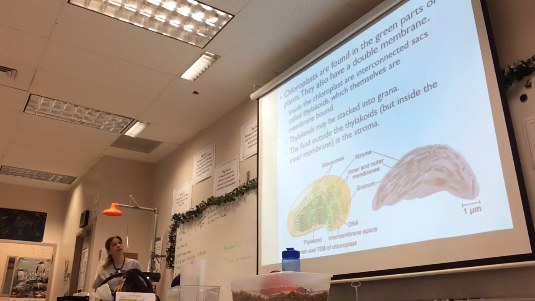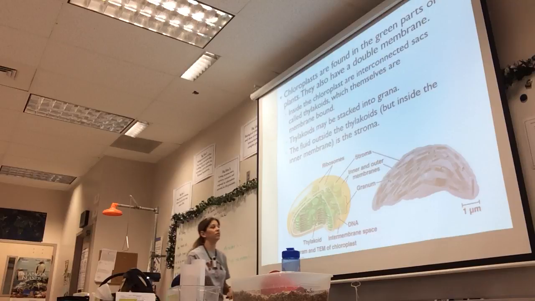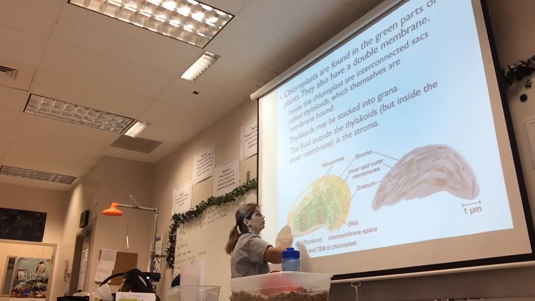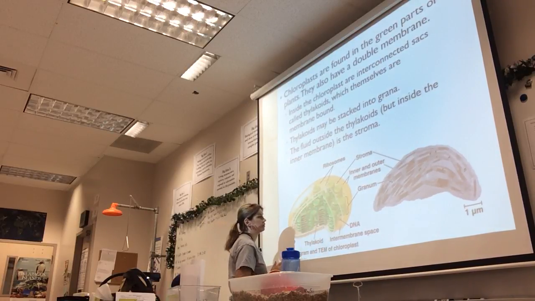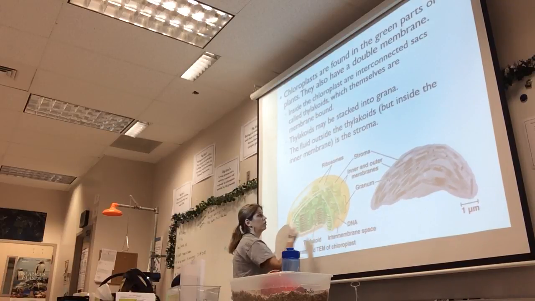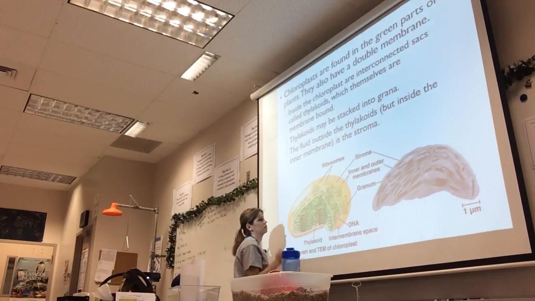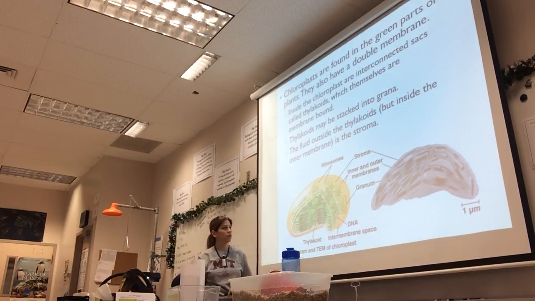Similarly, chloroplasts, which are converting solar energy into glucose, along with the building block carbon dioxide. Chloroplasts have a very similar structure in that we have a double membrane with an intermembrane space. We have our circular DNA, and it has its own ribosomes, so it produces its own proteins.